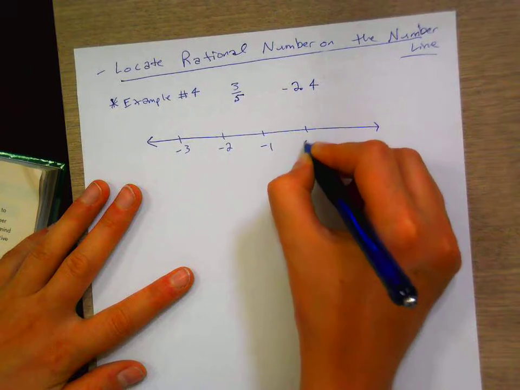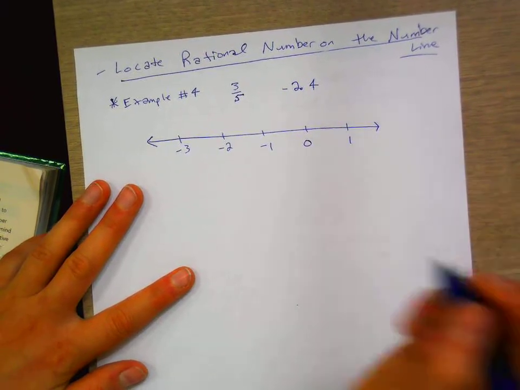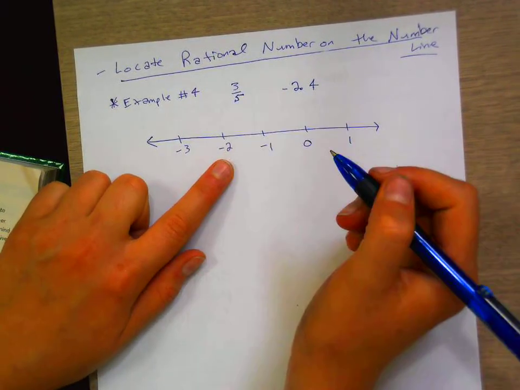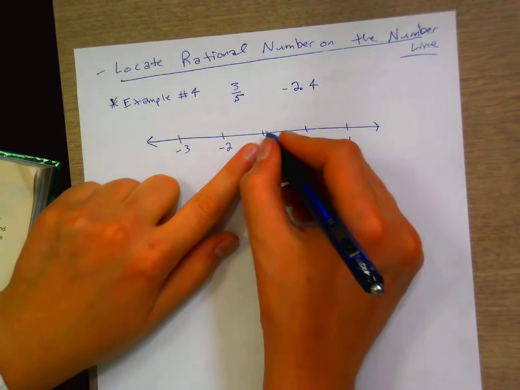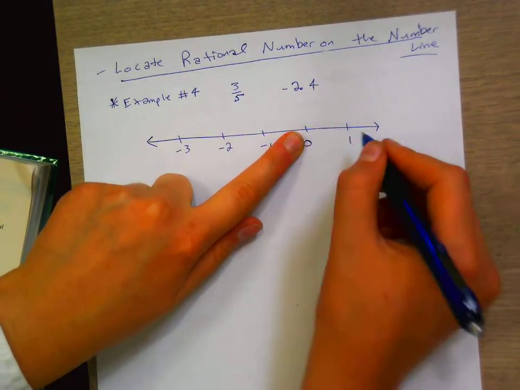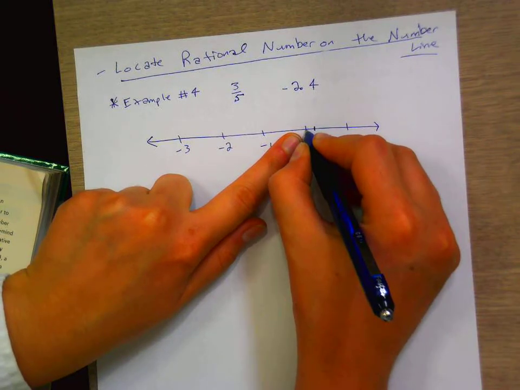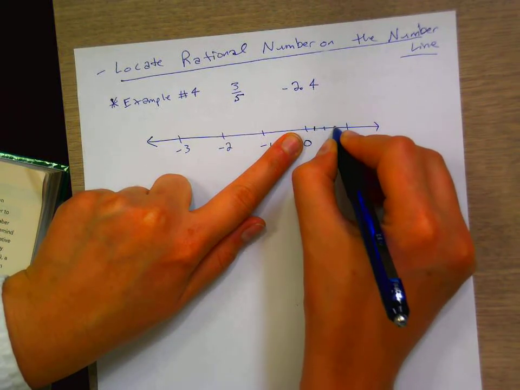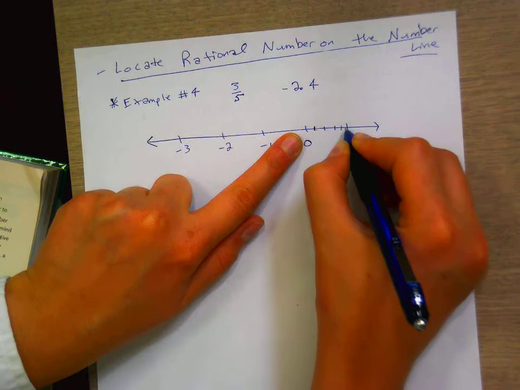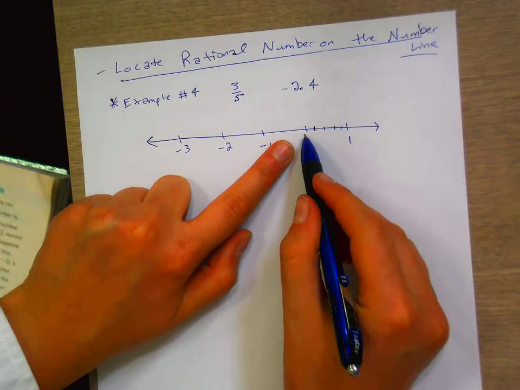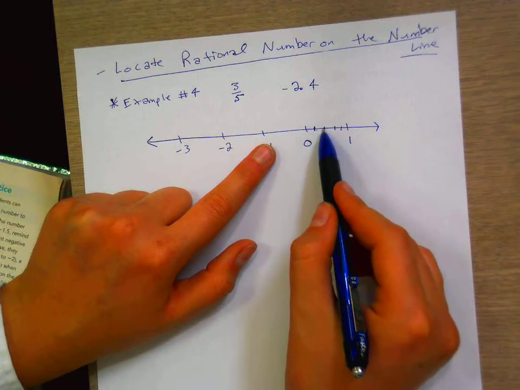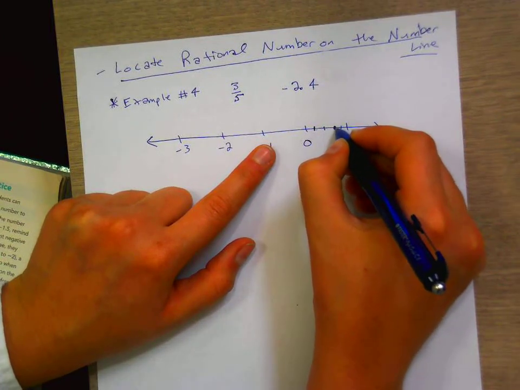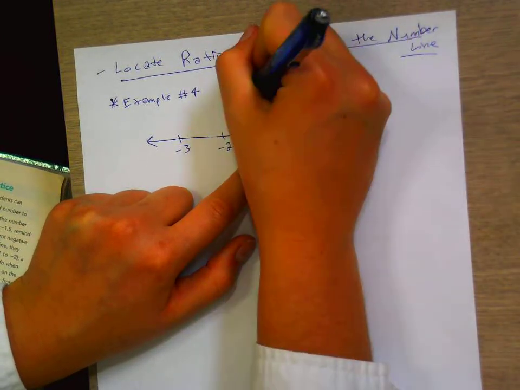Okay, let's start with 3/5. We're going to go ahead and draw 5 spaces between the 0 and the 1. We have 1 space, 2 spaces, 3 spaces, 4 spaces, 5 spaces. Since we have 5 spaces, we can just count to 3. 1, 2, 3. And this is where 3/5 is going to be located on the number line.